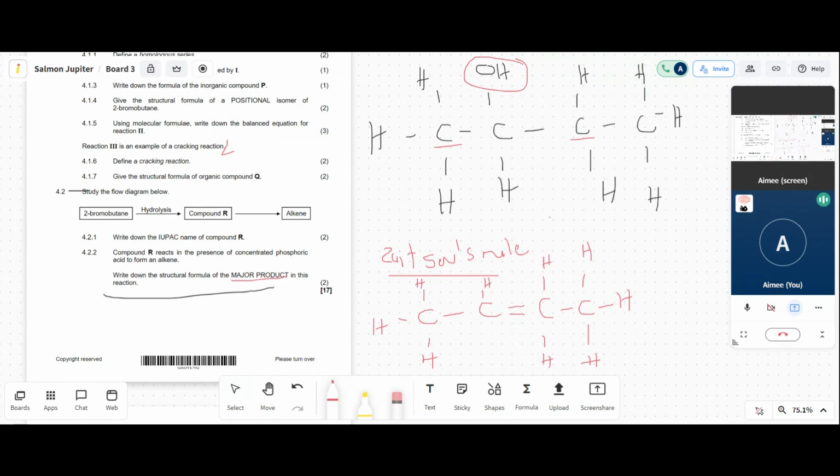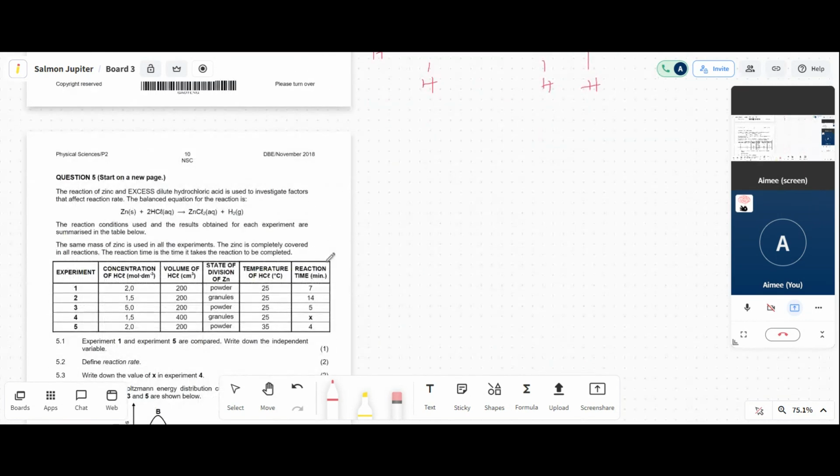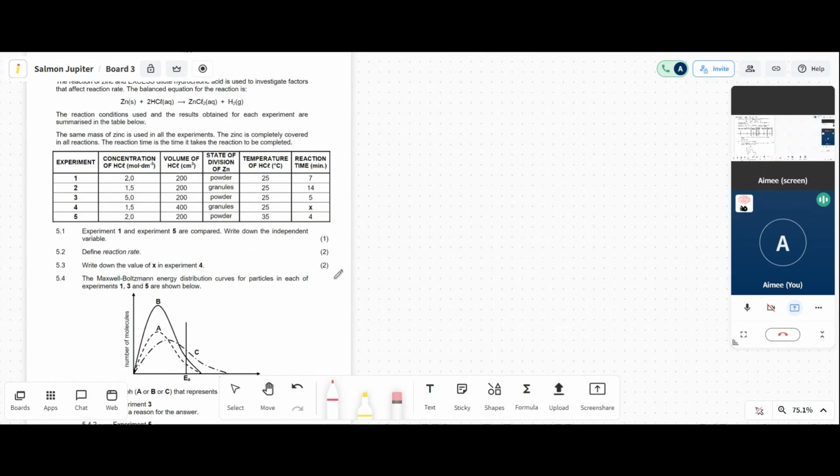Okay, if they ask for the minor product, then it's going to be the version of the molecule that doesn't follow Zaitsev's rule. So that will be removing a hydrogen from this carbon instead of this one. But your major product is going to be the one that follows Zaitsev's rule, where you take the hydrogen from the carbon that has the least number of hydrogens. Okay. Okay, now we move on to question 5. Last question for this video.